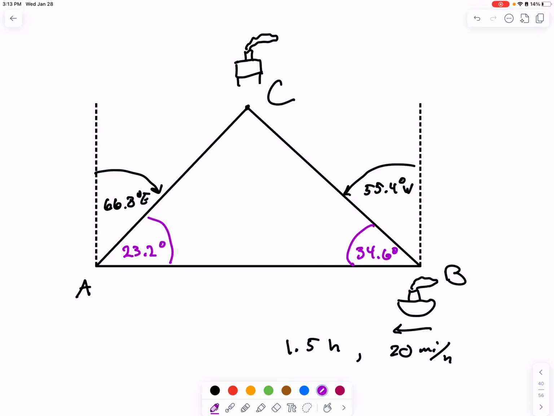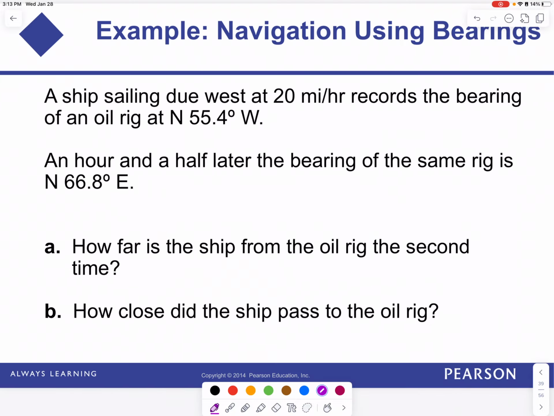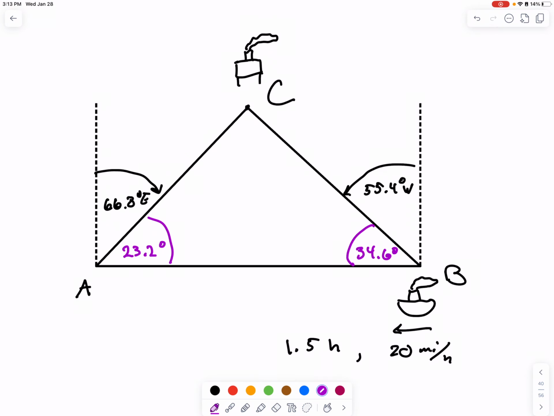Okay. So then, okay, let's see. What are we trying to find here? How far is the ship from the oil rig the second time? So basically they're asking us to solve for side B, right? So solve for side B.